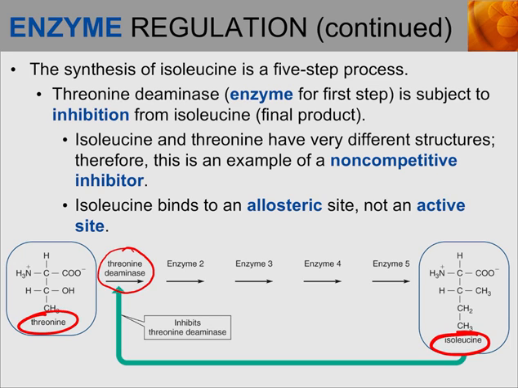Isoleucine and threonine, you can see, have very different structures. Isoleucine is actually considered a non-competitive inhibitor because it has such a different structure from threonine. Isoleucine is going to bind to a site on threonine deaminase and inhibit it. This is kind of crazy because we're trying to produce isoleucine, but the more isoleucine that we create, the more that we're inhibiting the formation of more isoleucine. So this could be a way that you prevent too much isoleucine from forming.